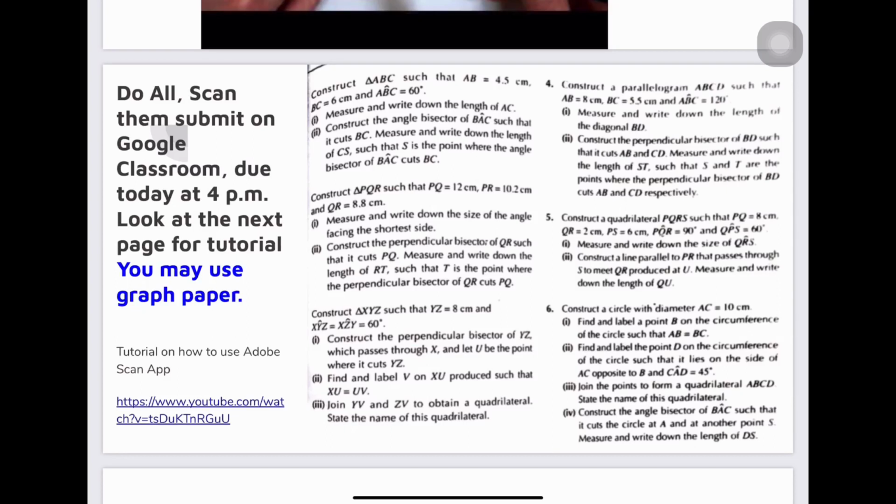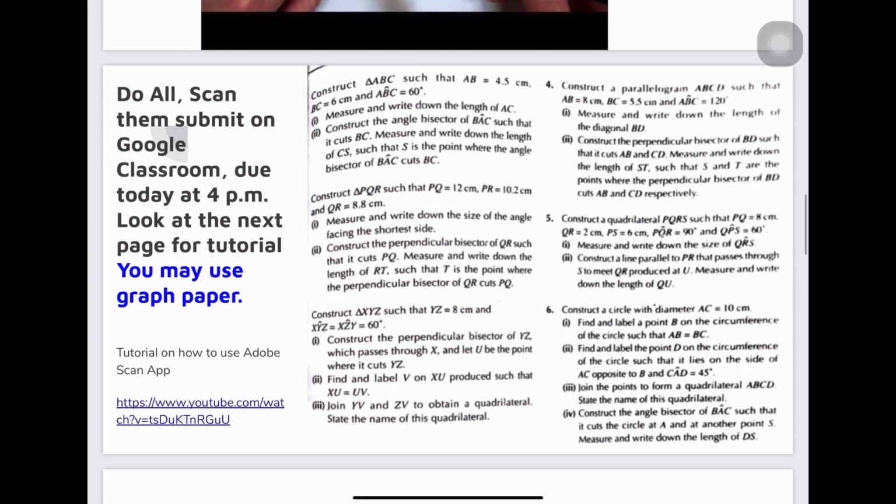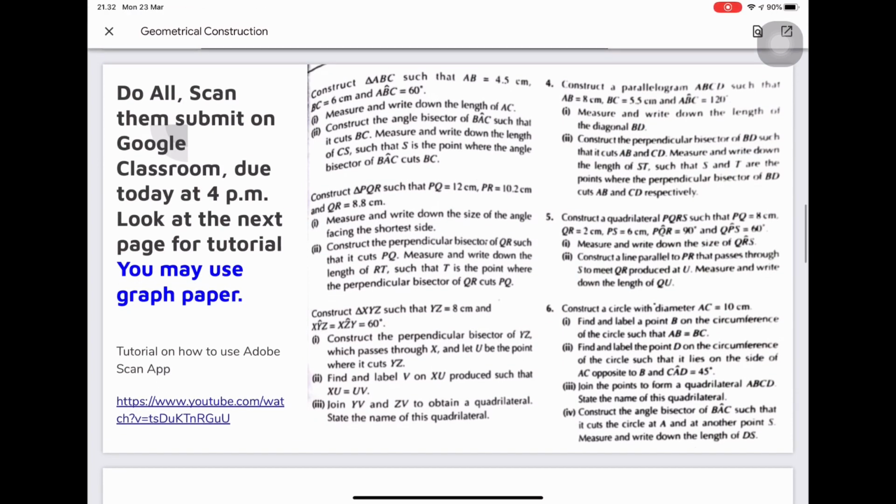Sec 1, welcome back. Thank you for those who already submitted. This stuff is supposed to be clear enough for everyone. And now I'm going to show who haven't submitted.